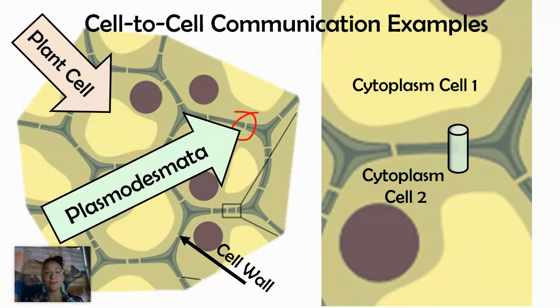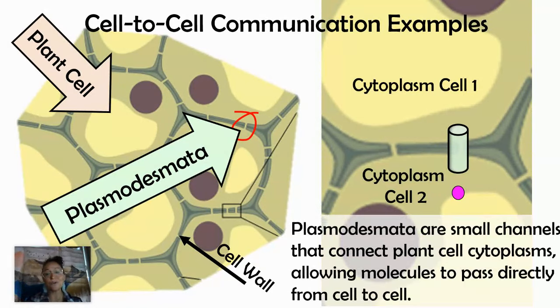What can happen is that molecules like ions, for example, can pass from cell 1 through the plasmodesmata into cell 2. That is one example in plants of how their cytoplasms can be connected through plasmodesmata, so molecules and signals can flow from one cytoplasm to the next. Molecules can pass directly from one cell to the next.